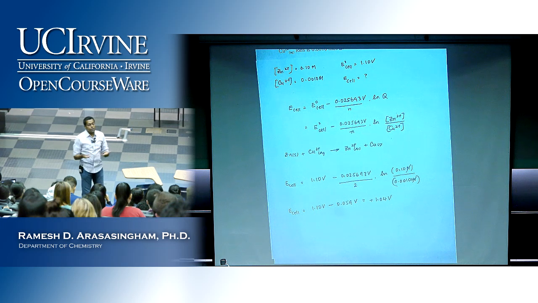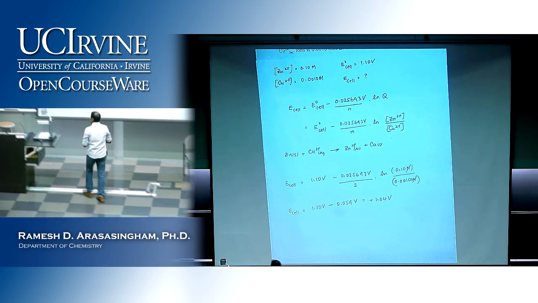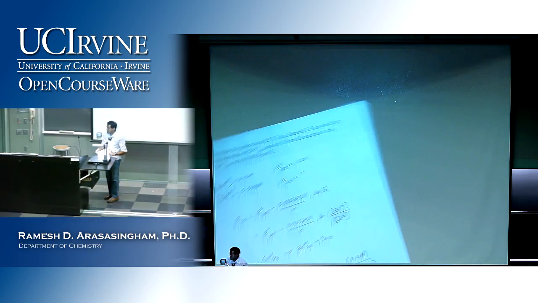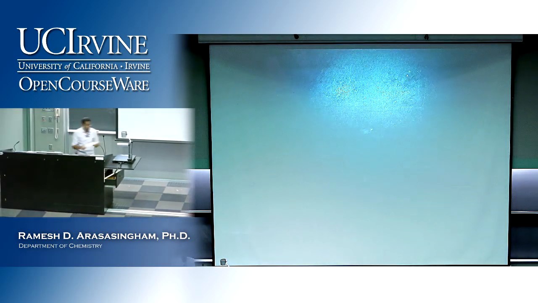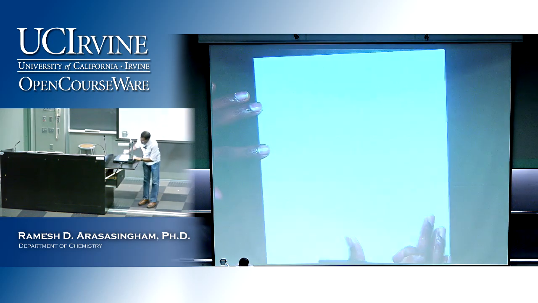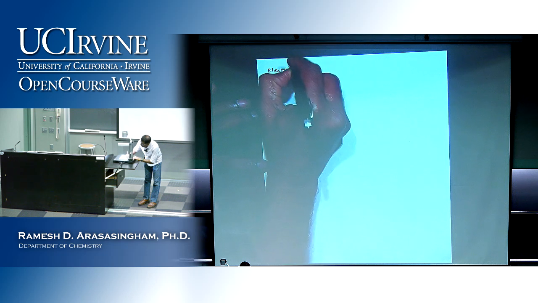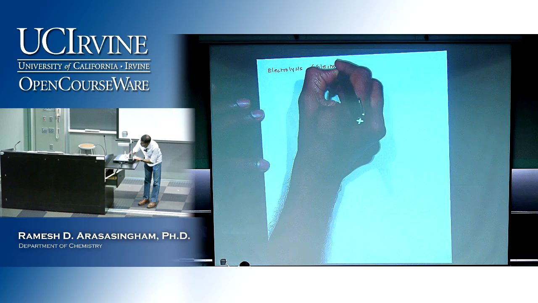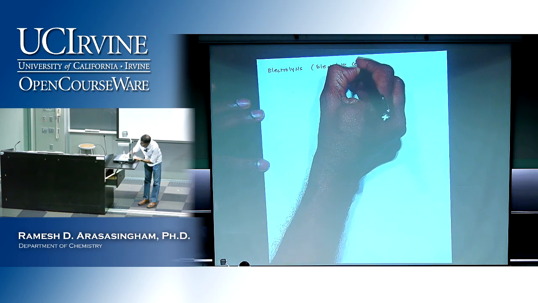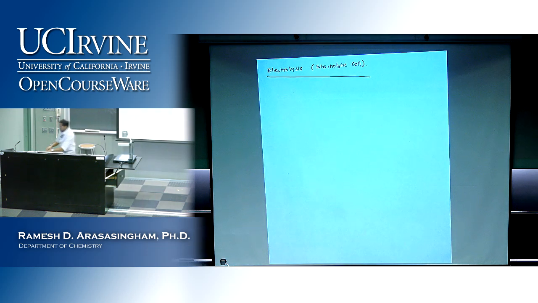Okay? Now we're going to look at cells that make use of a non-spontaneous reaction. And we call this electrolysis, or we call them electrolytic cells. All right? So we're going to look at electrolytic cells or electrolysis. And let's just talk about this a little bit.